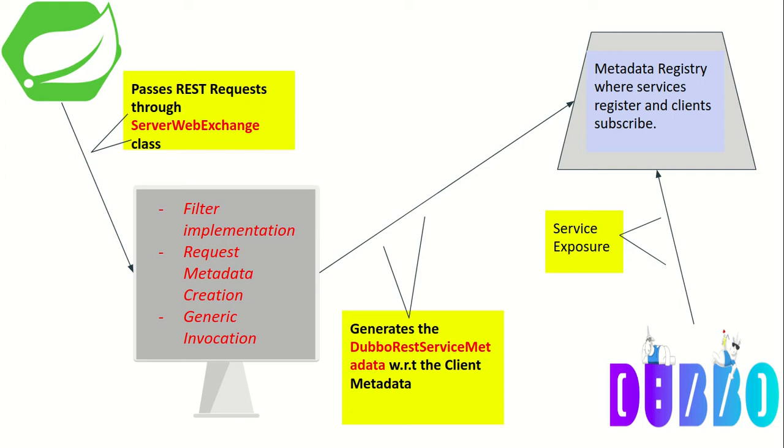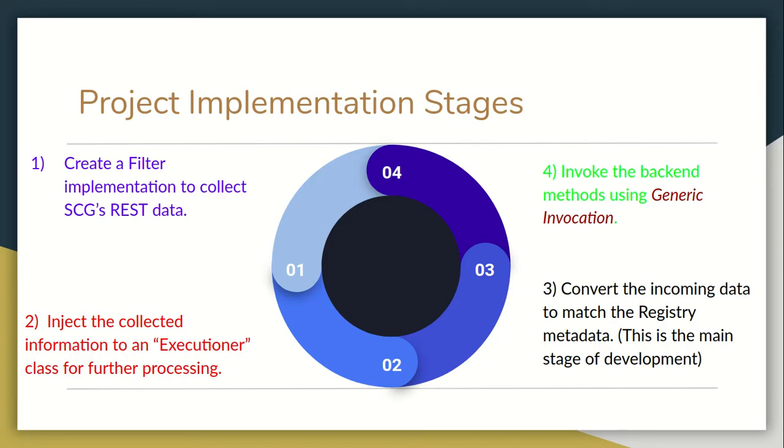And Dubbo works normally. It exposes a service on ports like 20880, or for REST, the port is 8280. And in the metadata registry, it registers its services, and the Spring Cloud Gateway, or this filter, subscribes to this registry. And for information, the registry being used in my project is Zookeeper. We could also use Nacos, but to keep things simple, we opted for Zookeeper. So this is the high level approach of the implementation.